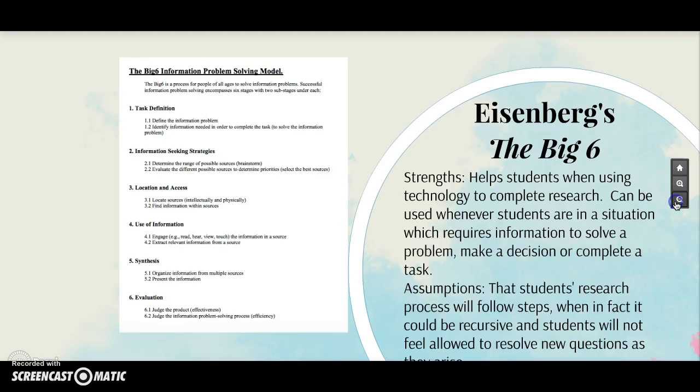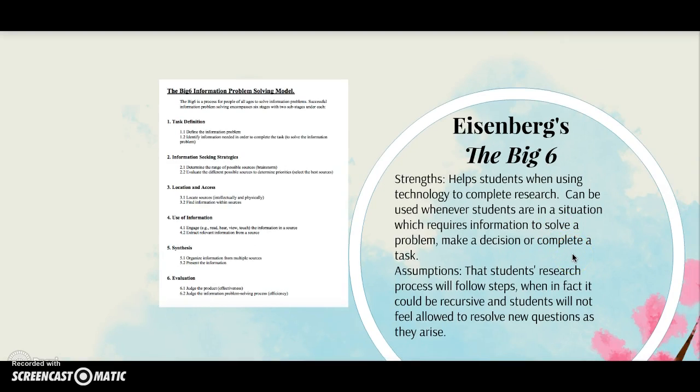I determined that the strengths would be this process. The Big Six helps students when using technology to complete research. It can be used whenever students are in a situation which requires information to solve a problem, make a decision, or complete a task. So the assumption from using the Big Six is that the students will follow this process 1, 2, 3, 4, 5, 6 in order, and it could not be a recursive situation.